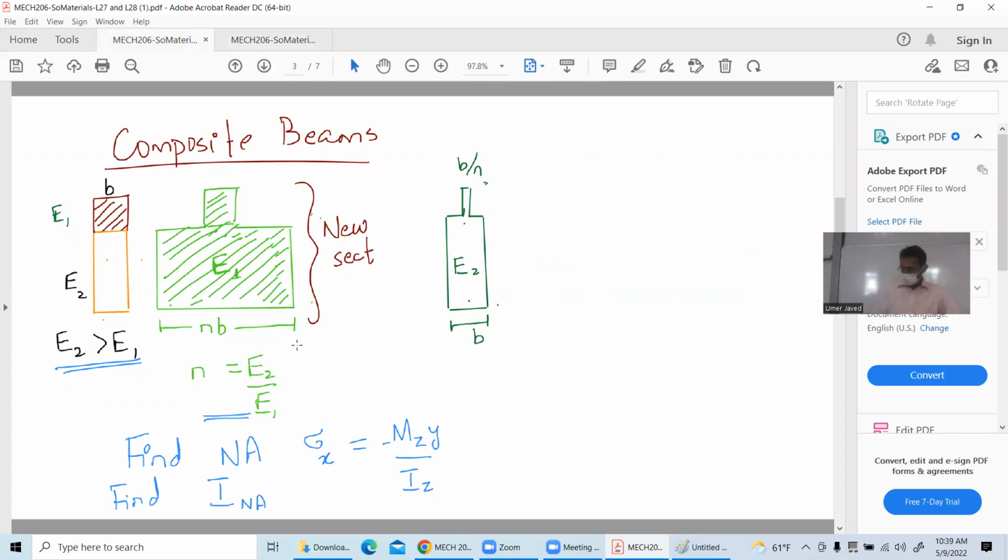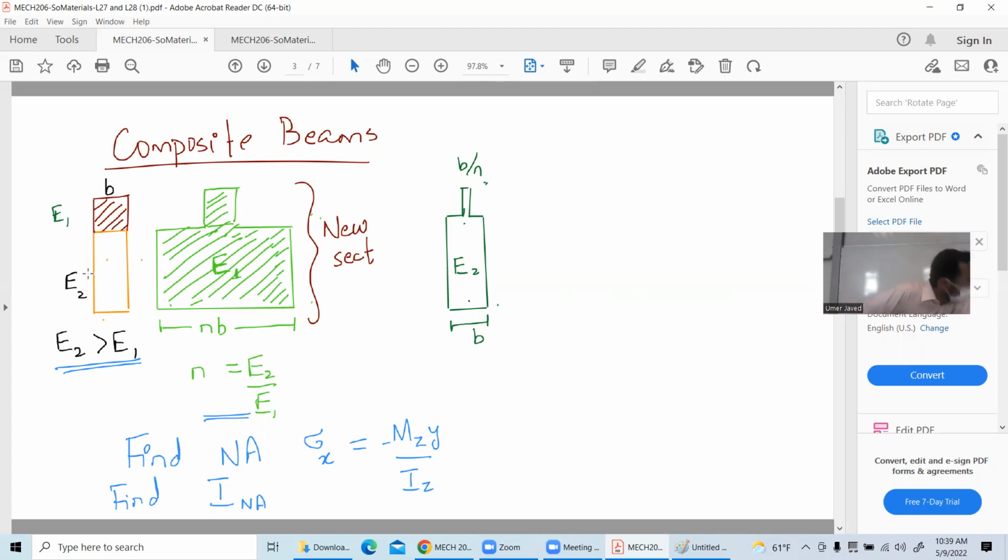Okay, 10:39. So we were talking about composite beams, if you remember, that if we have two different materials, one has elastic modulus E1, another has elastic modulus E2. What is the benefit of this? Well, we have certain kinds of materials that are good in compression and bad in tension. So you really want to make the most of it by combining two different materials together.